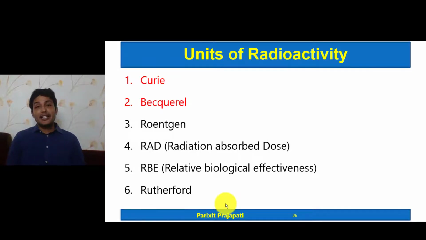Now the next point is units of radioactivity. So these are the common units for radioactivity. Which units are there? Curie, Becquerel, Roentgen, RAD. RAD means radiation absorbed dose. Then RBE means relative biological effectiveness, and Rutherford. So these are the units of radioactivity. We are going to discuss Curie and Becquerel. Other units are also there.